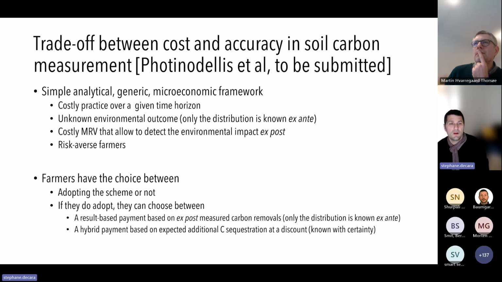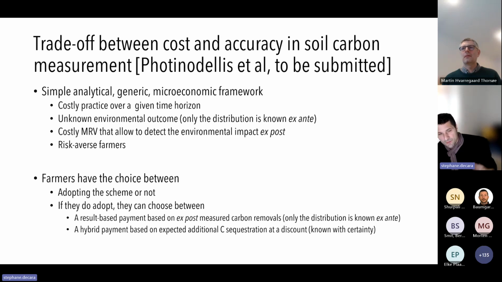So for the same expected income, farmers will prefer certain payments rather than uncertain payments. Farmers are given the choice between two things. First, they can adopt or not adopt the scheme. And if they adopt, they can choose between a result-based payment, where the payment will be conditional on what has been achieved ex post. So the payment at the time of joining the scheme is uncertain, and only the distribution is known.